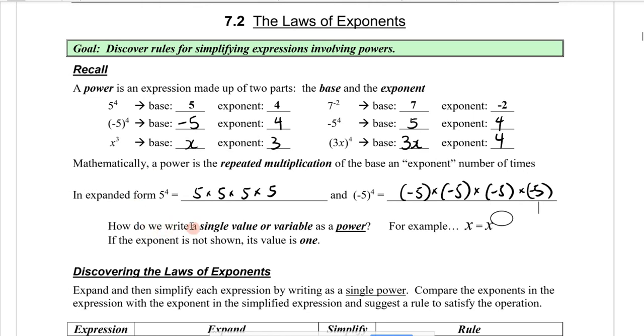So how do you write a single value or variable as a power? If the exponent is not shown, the value is 1. So, for example, if you have x, you can write that in exponential form by saying x to the power of 1. We don't normally write x to the power of 1. We just simplify that to just saying x. So anything with an exponent of 1 doesn't need to be written with the exponent of 1.